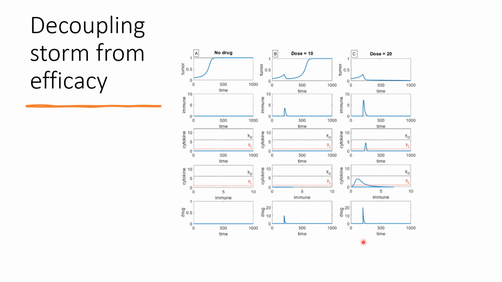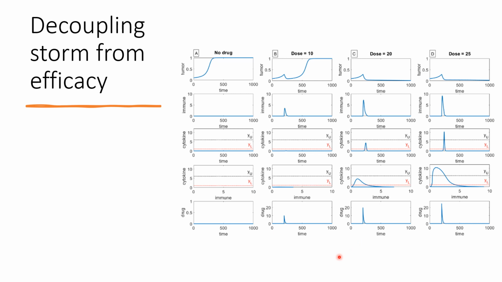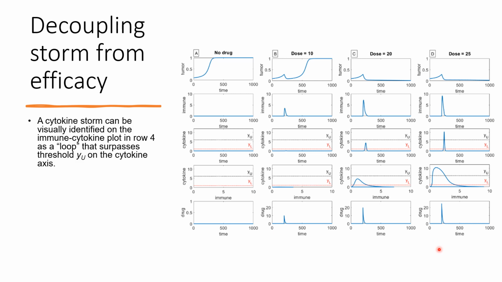This is the drug. Okay, now we increase the dose to 25. Okay, we still have tumor elimination, but now we actually have this very big spike in immune cells, and you have this really big spike in cytokines. And so in the cytokine versus immune plot, you get this big loop where you actually see it going above the YU, so this huge loop, and of course the drug. And this is what we interpret as cytokine storm here.